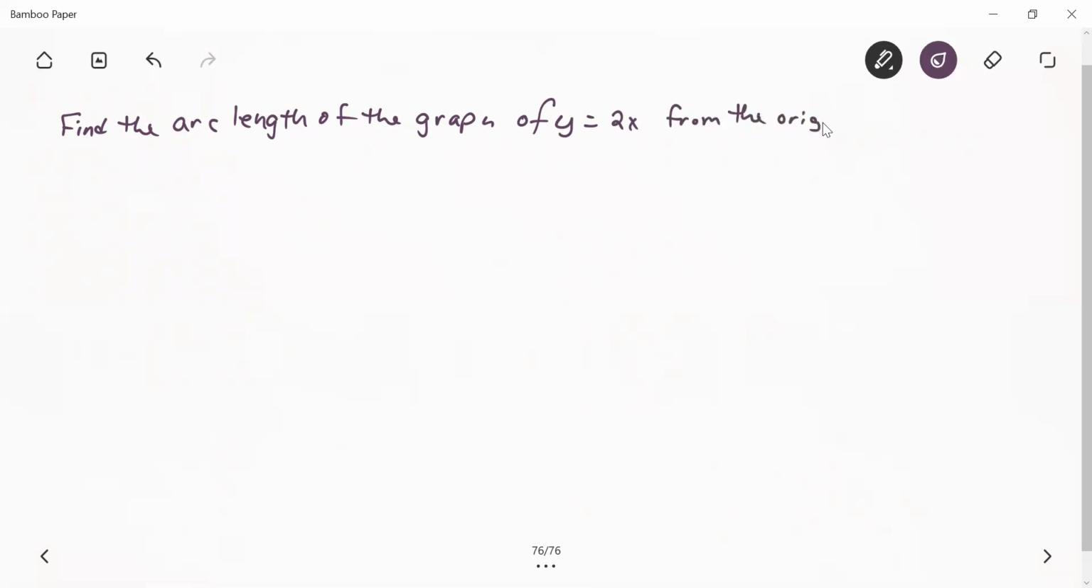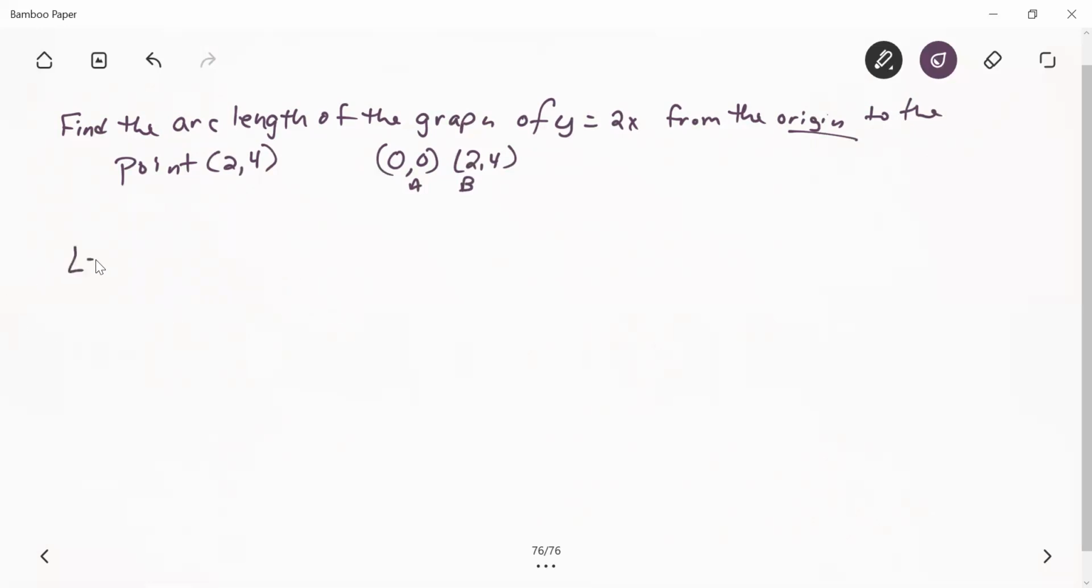So find the arc length of the graph of y equals 2x from the origin to the point (2, 4). All right, so we're starting at the origin, so we're going to go from (0, 0) to the point (2, 4). Okay, so this is our A, this is our B, or C up to D if you decide to do it that way.